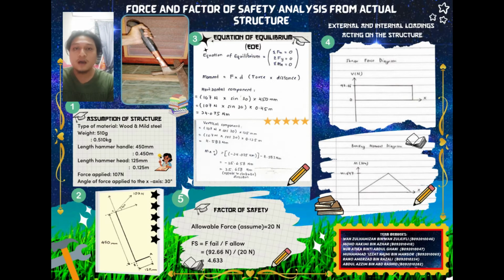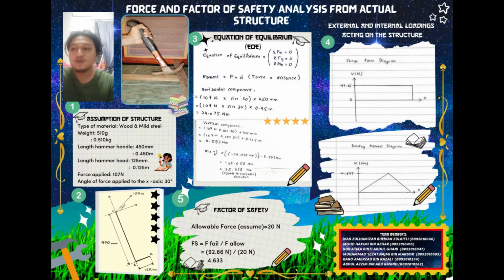Okay, today I'm going to present about the diagram. First of all, we must do the equation of equilibrium. The first step is summation Fx equals 0. The direction to the right is positive. So we know 107 Newton sin 30 is negative, so minus Ax minus Bx equals 0. We will get Ax plus Bx equals negative 53.5 Newton, and we make it the first equation.